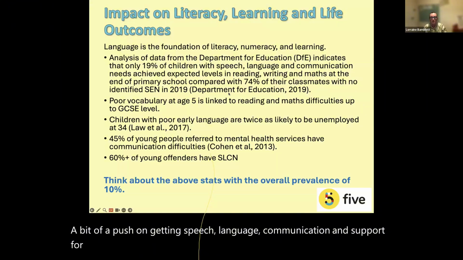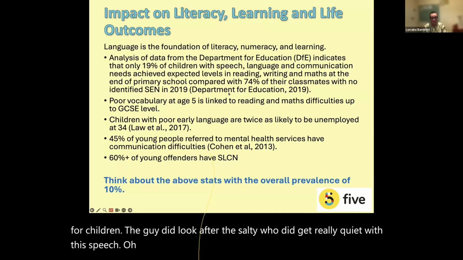The guy who looked after us in the SLCN team did get really quiet with his speech. Oh, that's really sweet. When he was tired, it's a lot of effort.